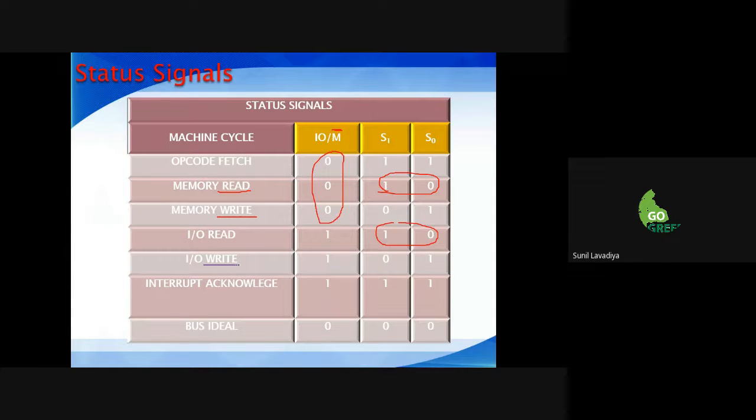The operation is related to write. At here write and at here also write. So at that time, what is S1 and S0? It is 0 1. It's common for both the part, IO part and memory part.